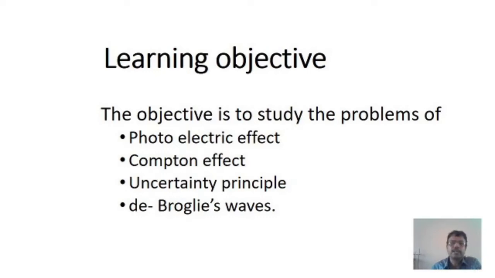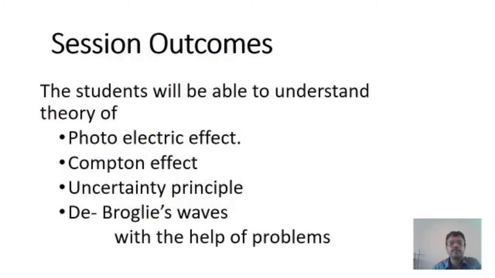Then, the learning objective. We discussed the entire theory in this chapter: photoelectric effect, Compton effect, Heisenberg uncertainty principle, de Broglie's matter waves, etc. That is applicable to the problems, because if we solve the problems using these theories, we must know the theory part as well as the problem part present in the entire dual nature of matter. That is the session outcome. Students will be able to understand the theory part of photoelectric effect, Compton effect, uncertainty principle, and de Broglie's matter waves with the help of problems.